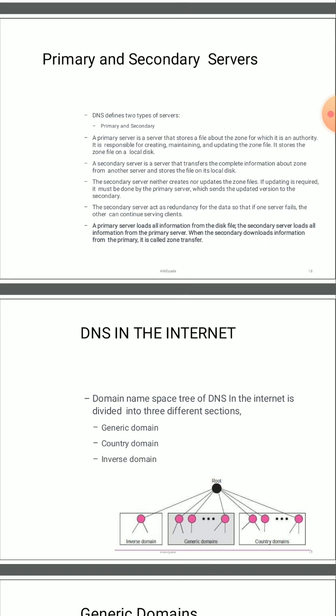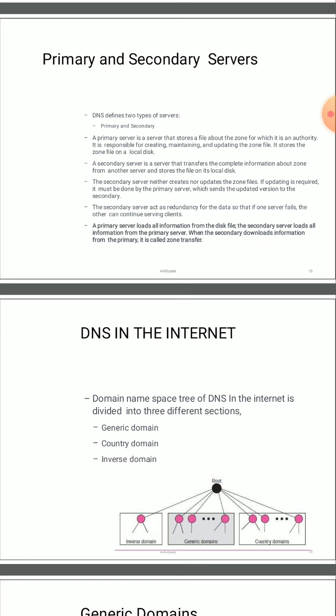So what about the secondary server? The secondary server just transfers the complete information about the zone from another server and stores it on its local disk. The secondary server will just copy the information, how many domains there are, and keep it in the local disk of that particular secondary server.